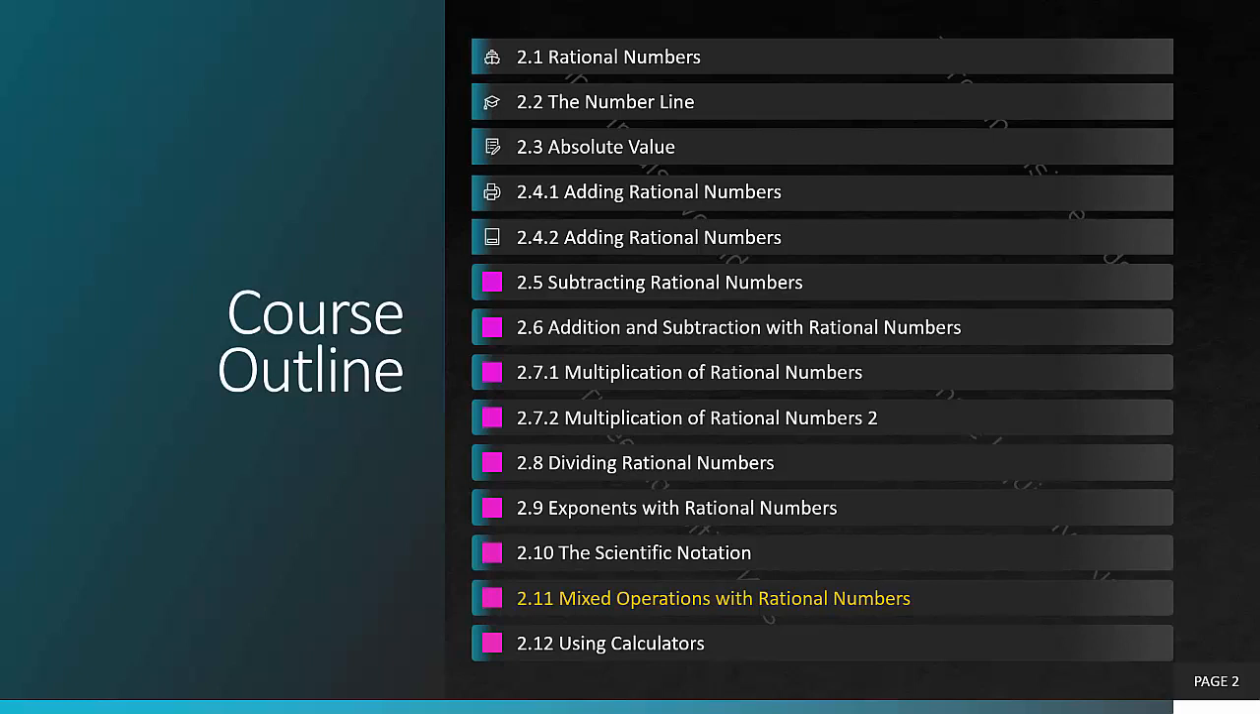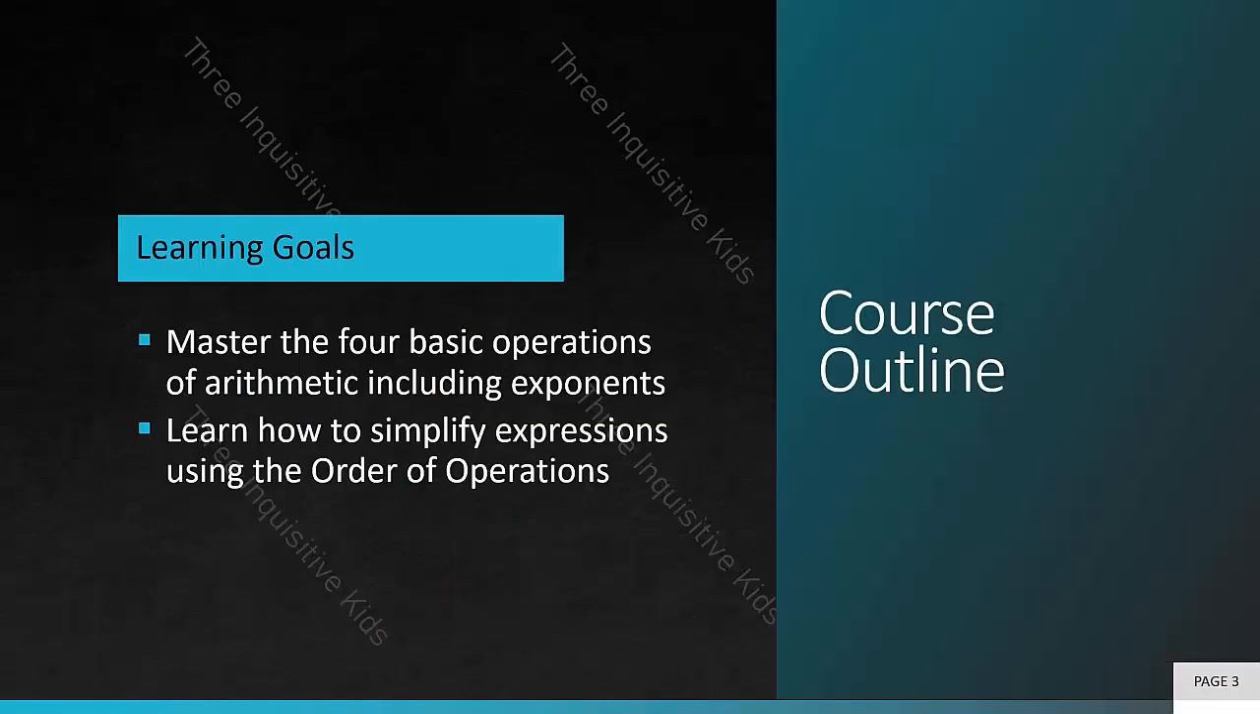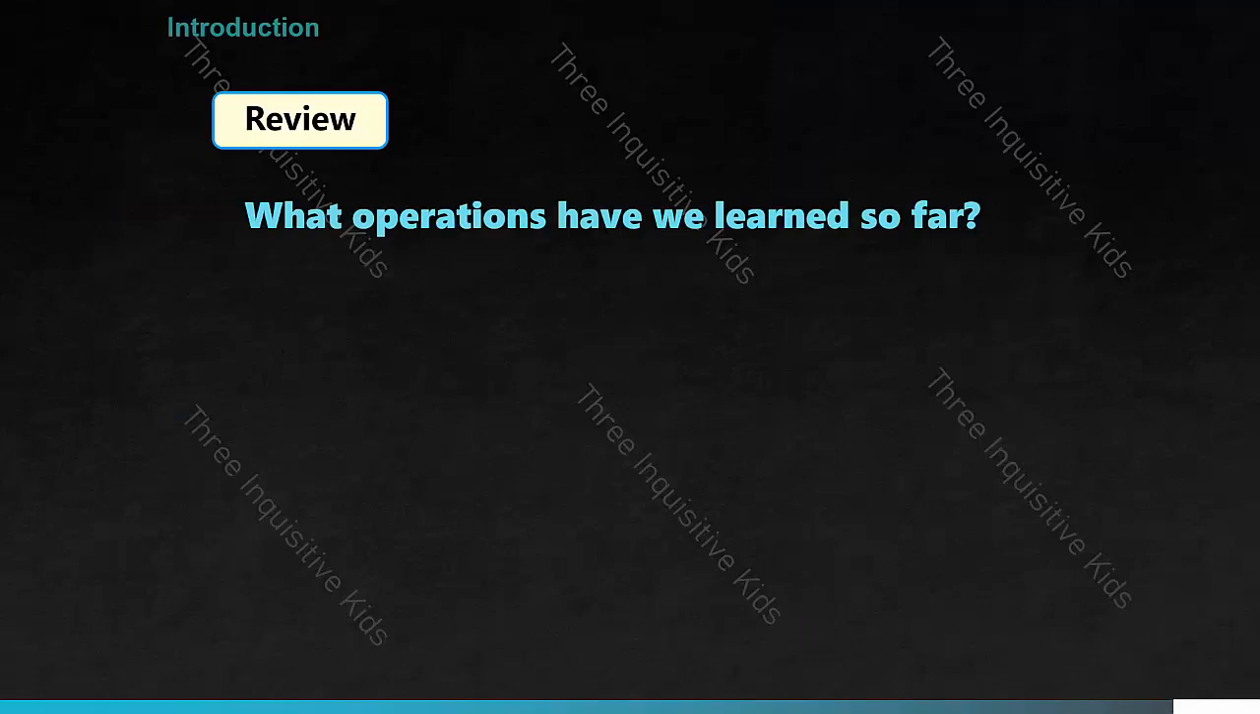Today we'll be learning about mixed operations with rational numbers. Learning goals. Master the 4 basic operations of arithmetic. We're also going to be using some exponents, and learn how to simplify expressions using the order of operations. We actually made an order of operations video earlier on, and I will give you the link to that in the description below. What operations have we learned so far?